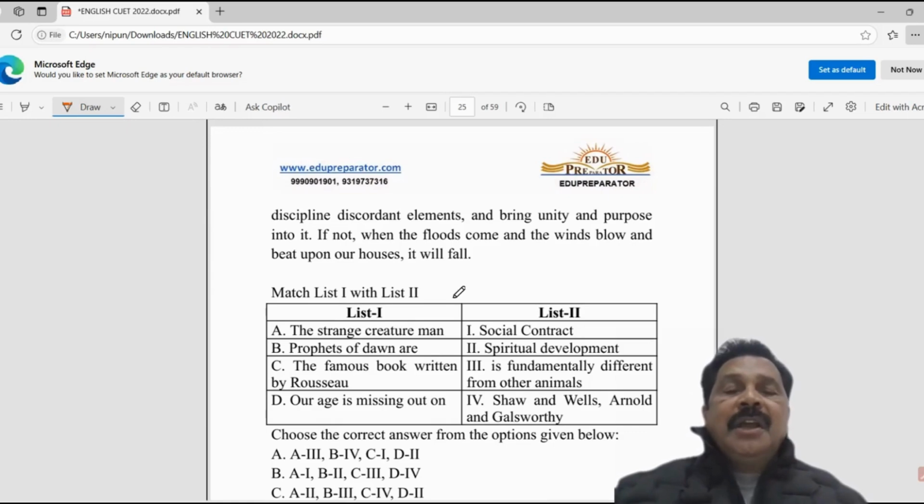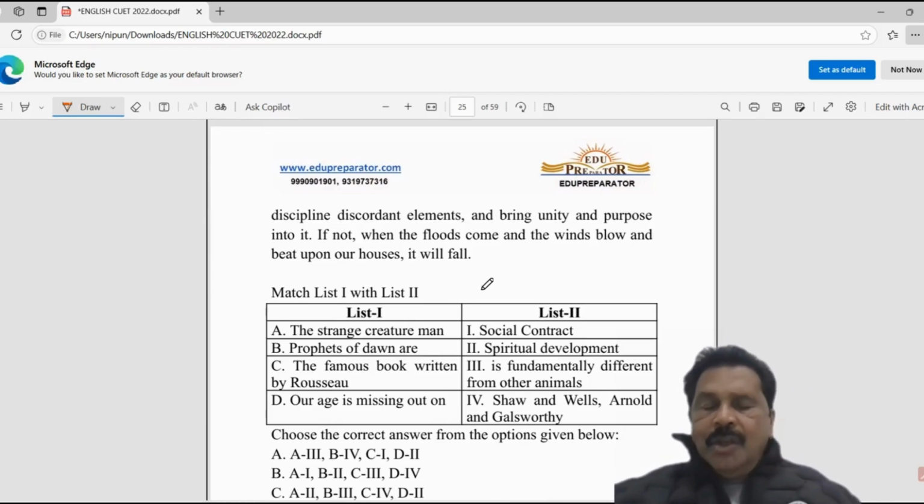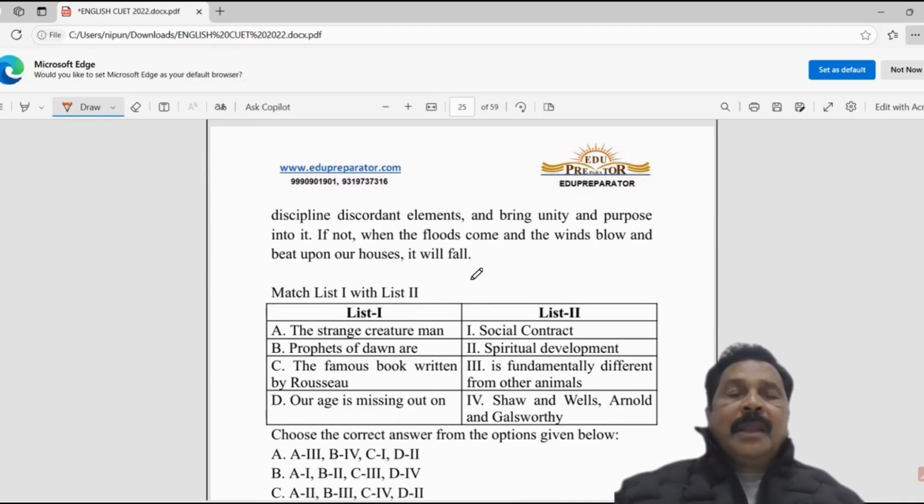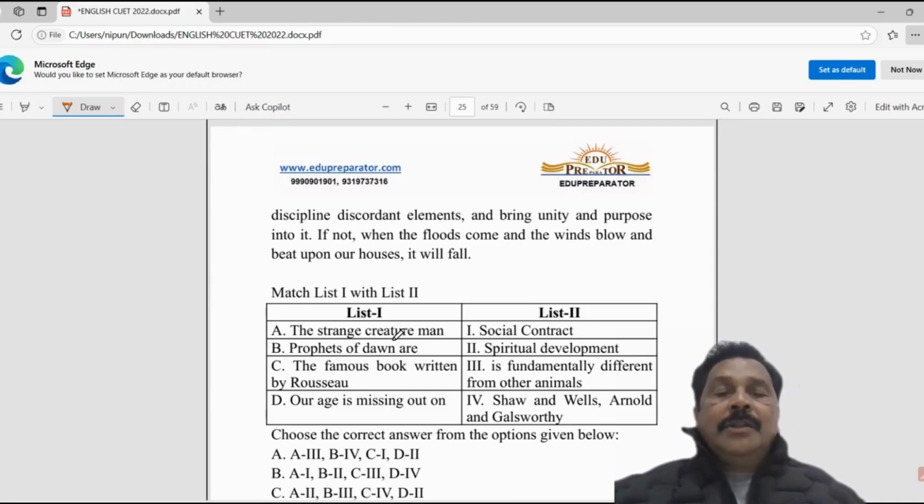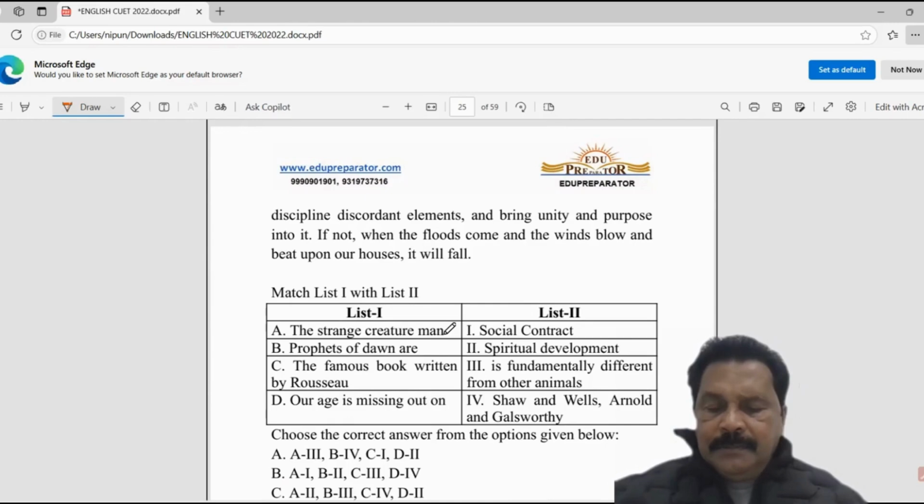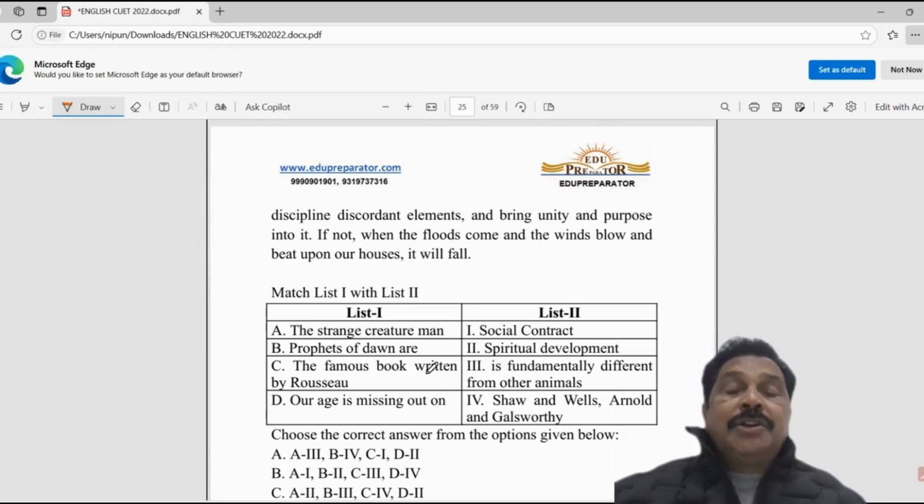Next part of the question is, match list 1 with list 2. Number 1, the strange creature man. Second, prophets of dawn. Prophets means one who is announcing, prophesying. The famous books written by Rousseau. Rousseau was a philosopher. He said, all men are free, but everywhere he is in chains. This is what the author is telling. And our age is missing out on number one, social contract theory.